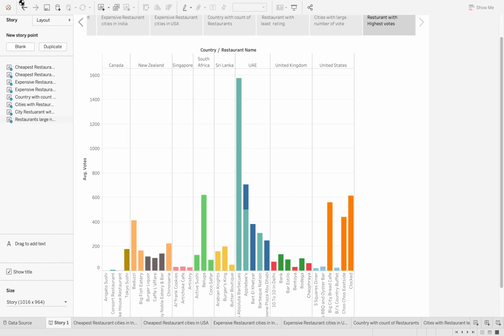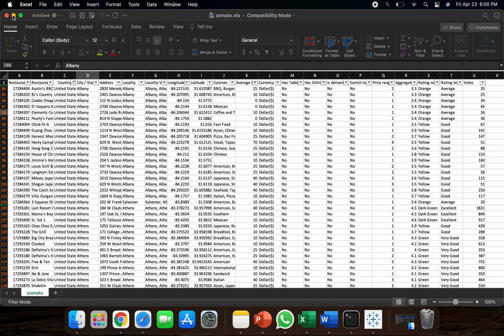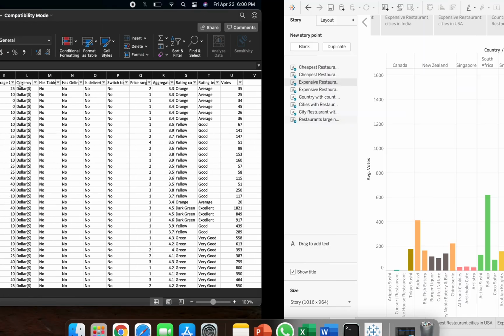And the data I took here has almost 24 fields: restaurant name, restaurant ID, country, address, locality. Here are the few more popular fields which I used.